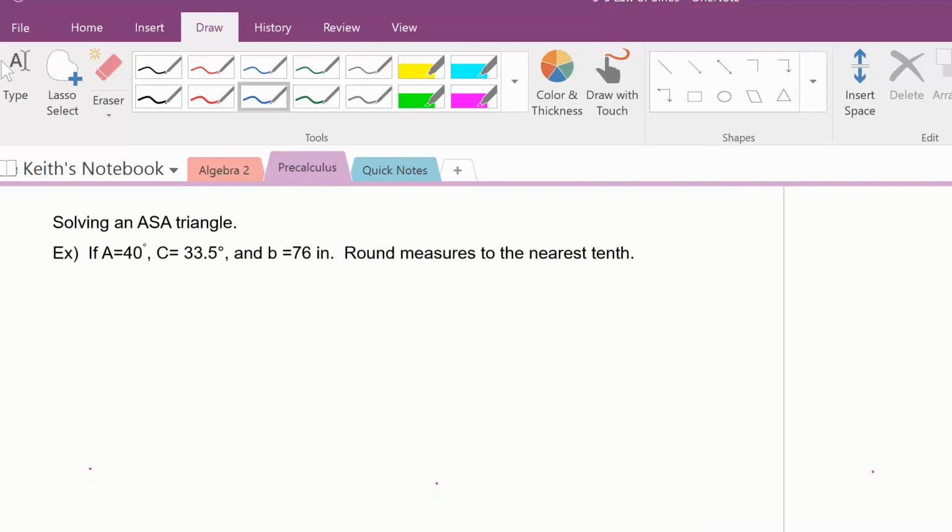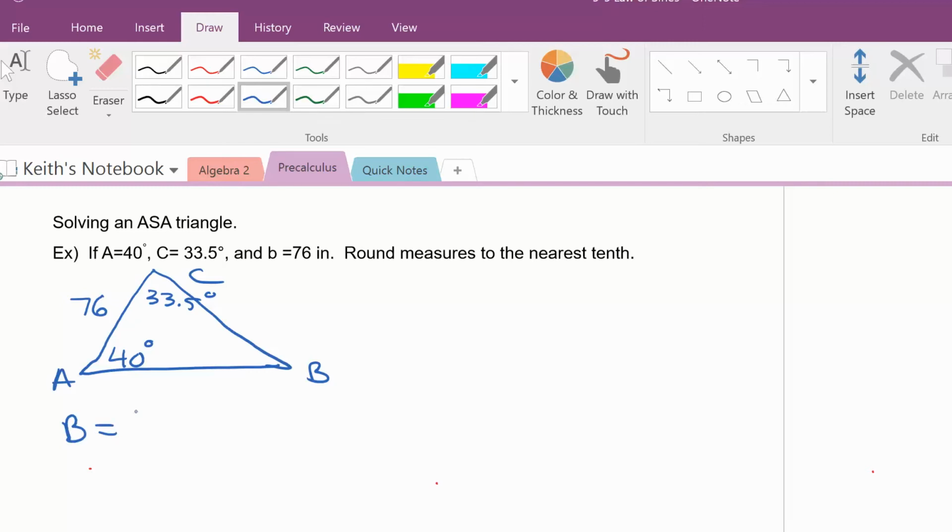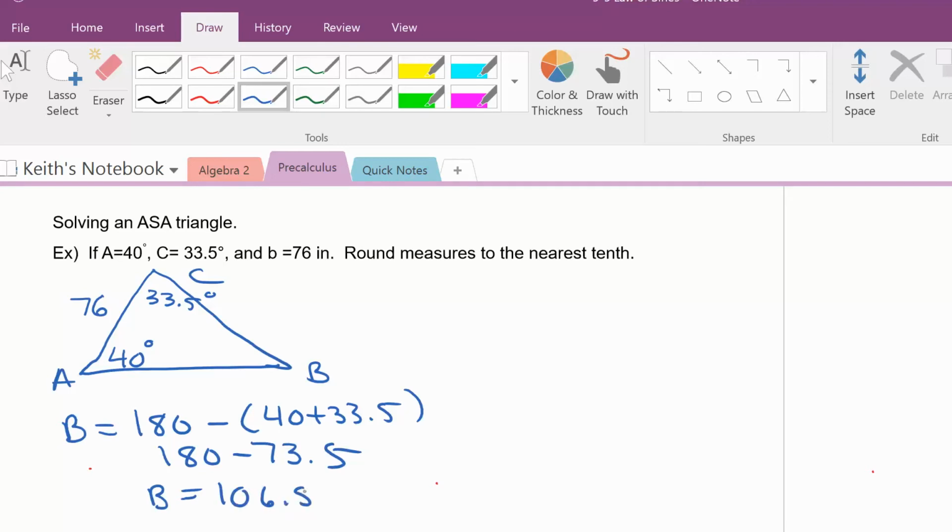All right, the next one is an angle side angle triangle. So when you draw, you have A is 40, B is 76, and C is 33.5. Notice it's angle side angle because the side is between the two angles. But the process is still the same. We draw the triangle, then we could find angle B by going 180 minus 40 plus 33.5. So 180 minus 73.5 gives you B is equal to 106.5 for the angle.